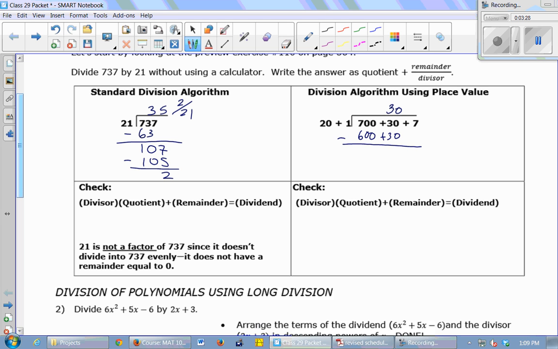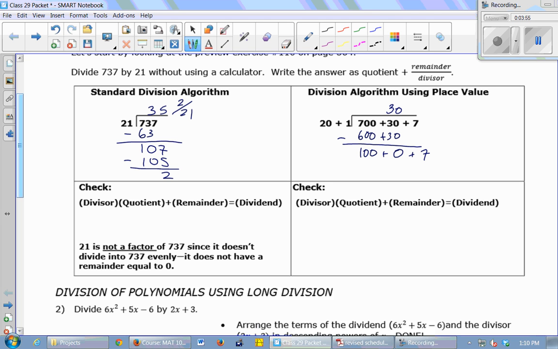And then I subtract. So when I have a 600 plus a 30, over here, that was represented as a 63. But because I was in the hundreds place and the tens place, that is really 630. All right, so when I subtract, I have to subtract each of them. 700 minus 600 is 100. And 30 minus 30 is 0. And then you bring down the 7.